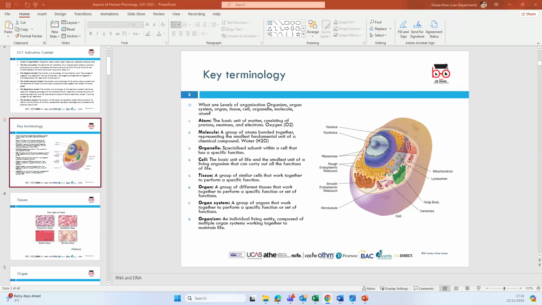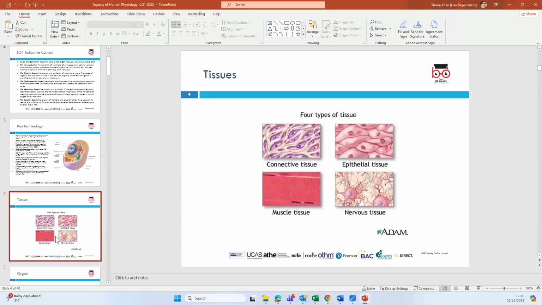So we'll look at that in a little bit more detail. Firstly, we're going to look at the four different types of tissues that we have. The four different types of tissue in the body are the connective tissue, the epithelial tissue, the muscle tissue, and the nervous tissue. So we look at what each one covers.